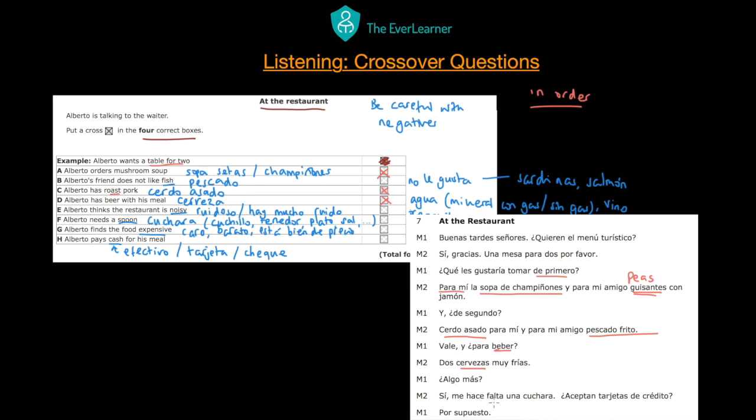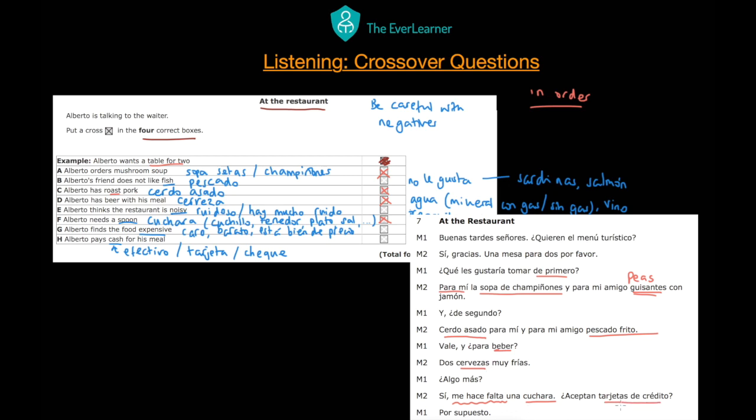¿Algo más? Sí, me hace falta una cuchara. Me hace falta, I need. This is a way of saying I need. Me hace falta. Cuchara, spoon. That we got it here. He needs a spoon, so that's right. So here we've got our 4. Now, once you've got the 4 crosses, don't stop listening because it could be that you carry on listening and you notice that there's something else where you would also do a cross. This means that somewhere earlier on you've made a mistake. So don't stop listening when you've got the 4 crosses.